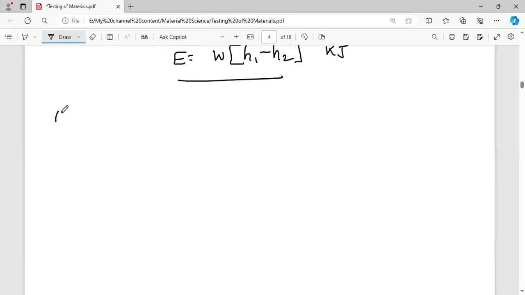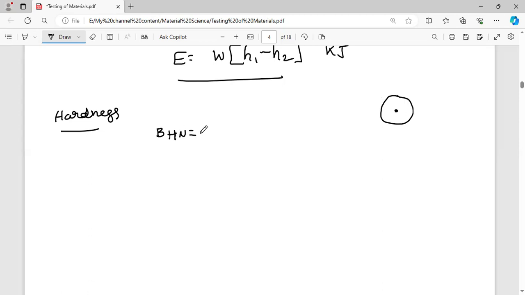Coming to the hardness test. Hardness test is nothing but, suppose we are considering a test specimen like this. On this, some load will be acting at a point, and some indentation will be formed there. From the competitive examination point of view, there are three types of hardness tests. One is the Brinell hardness test.